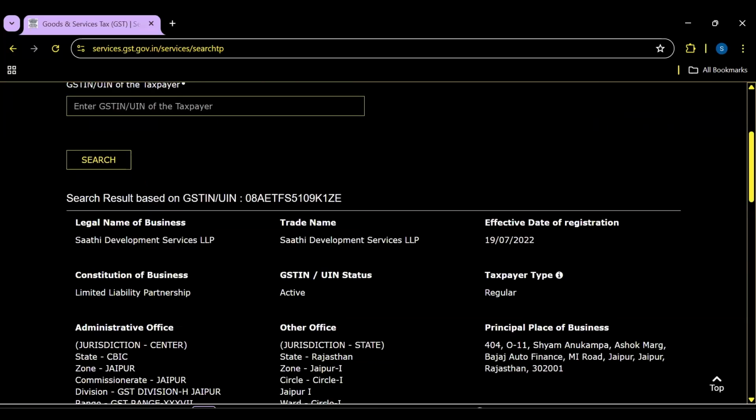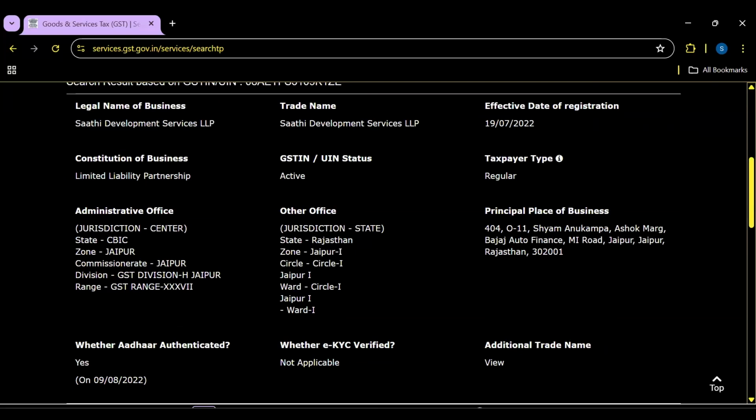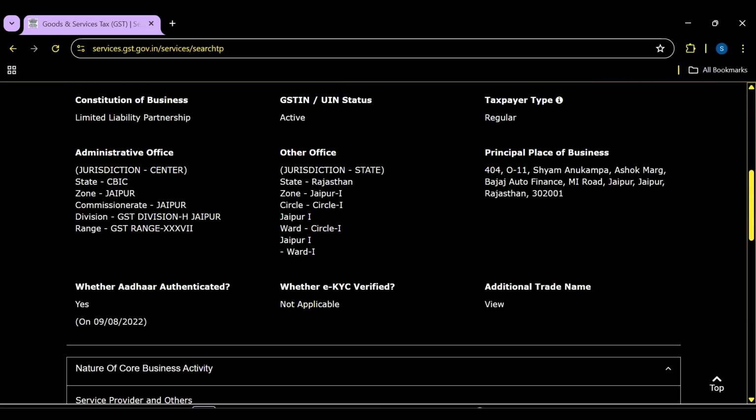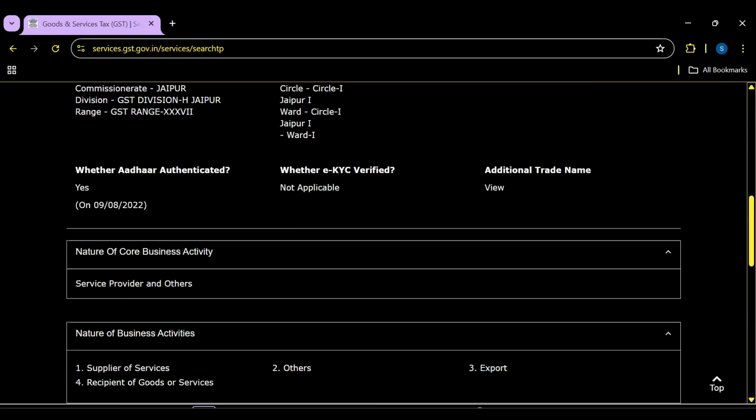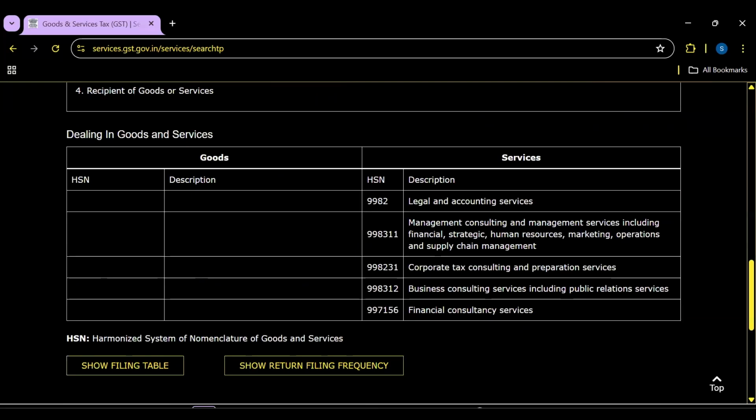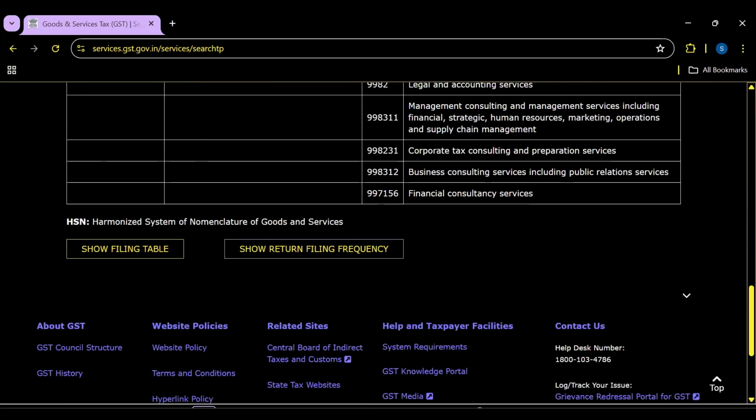Now this is my firm. It's a regular taxpayer. Has the Aadhaar been authenticated? Yes. Whether KYC is applicable? No. Is the GST active or not? This is very important. Where is its office? What are the products in which it deals? All this is there. Then you can see show filing table or show filing frequency.